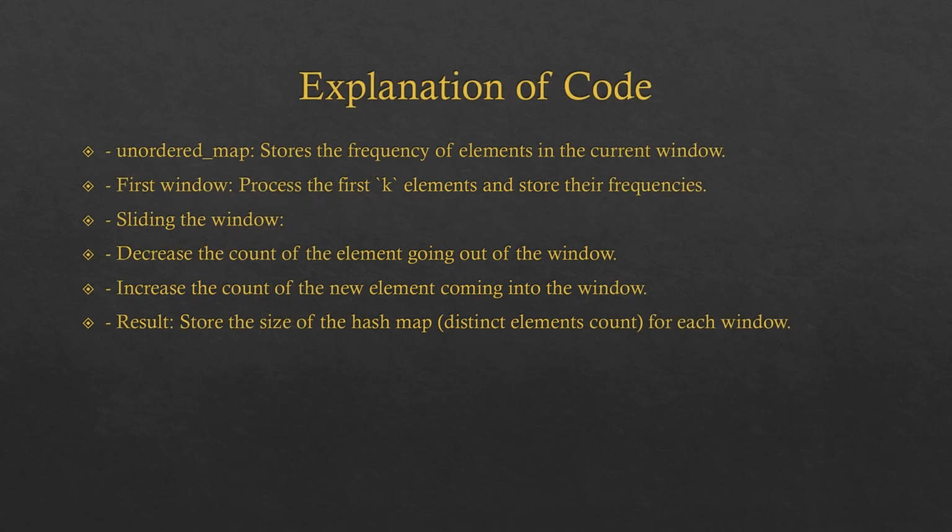Let's break down the code further. The unordered map stores the frequency of each element in the current window. For each slide of the window, we efficiently update the hash map by adding the new element and removing the old one. The size of the hash map gives us the number of distinct elements in the current window.